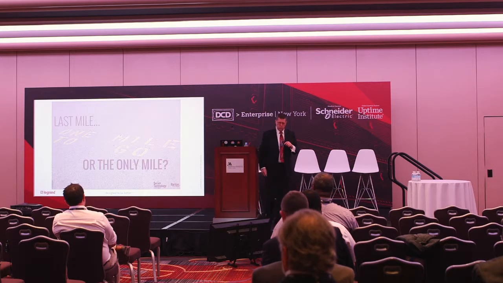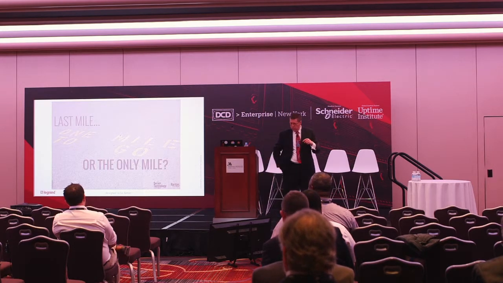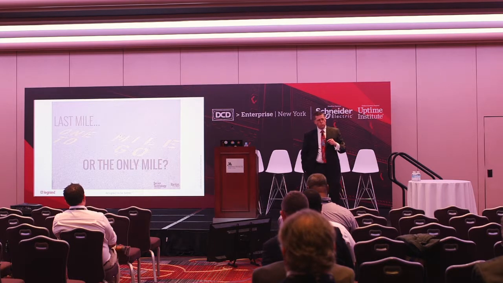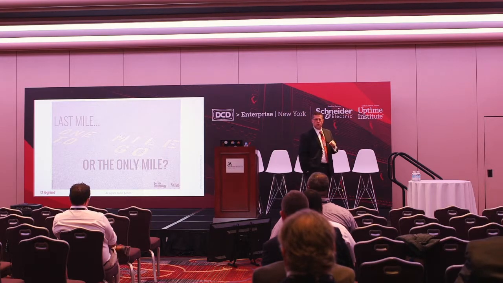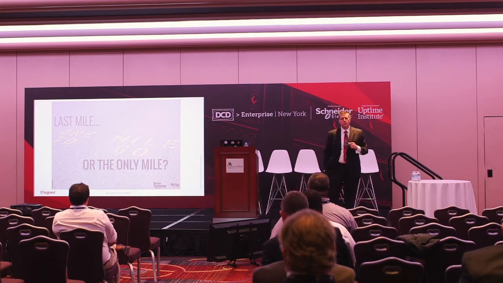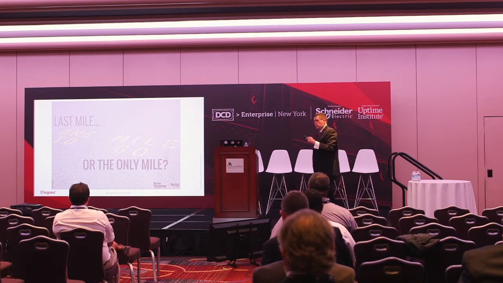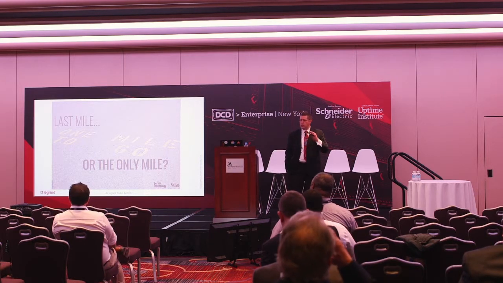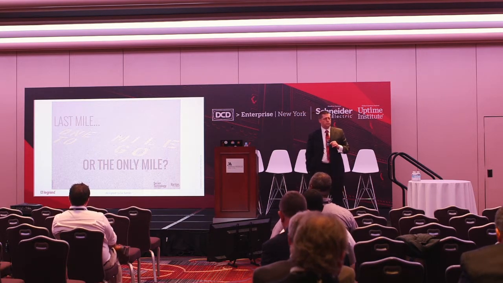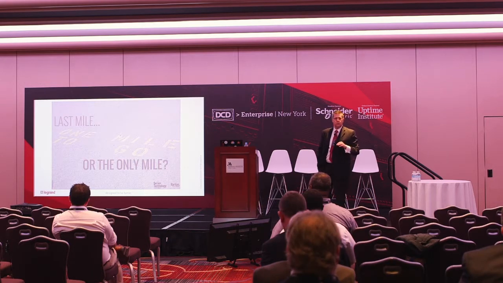So edge computing, when I say last mile or the only mile, if you can find a way to avoid having to go all the way to the cloud to handle the majority of your processing needs, your storage needs, your content delivery needs, then you have avoided log-jamming the data pipes that lead to the cloud. Okay? Why do we want to avoid that?